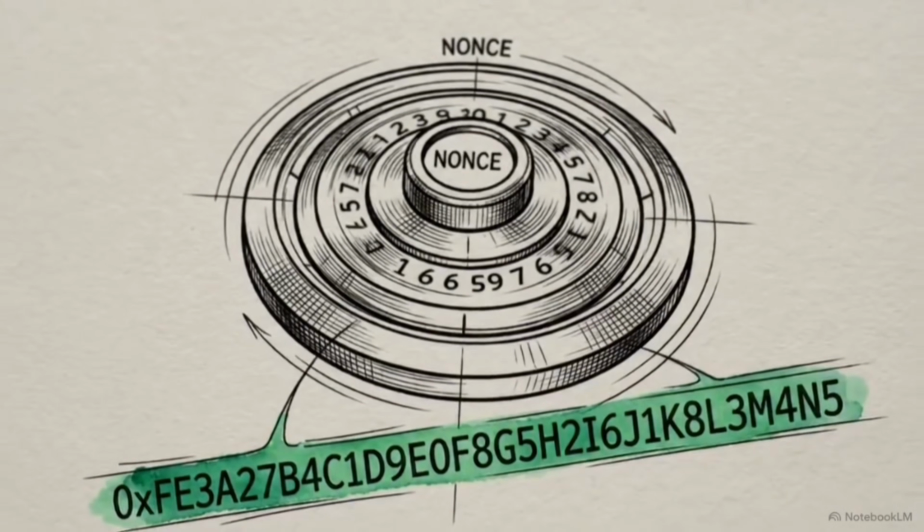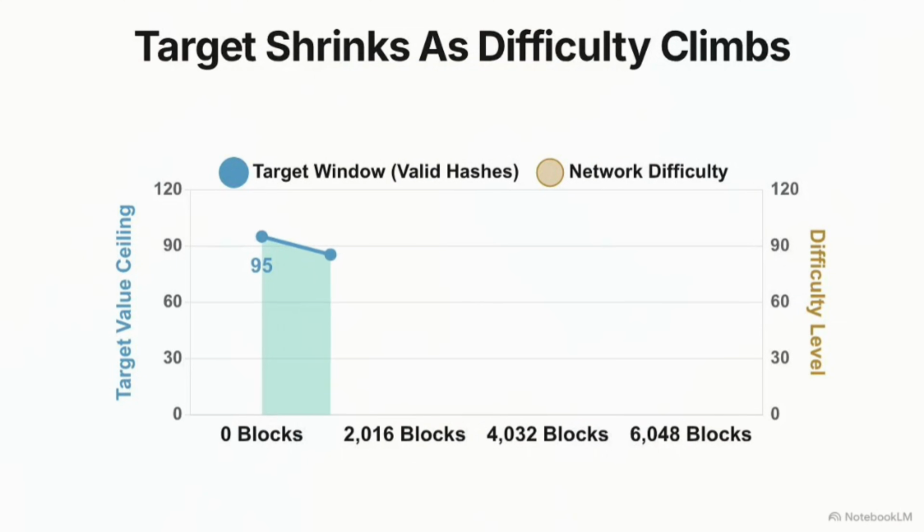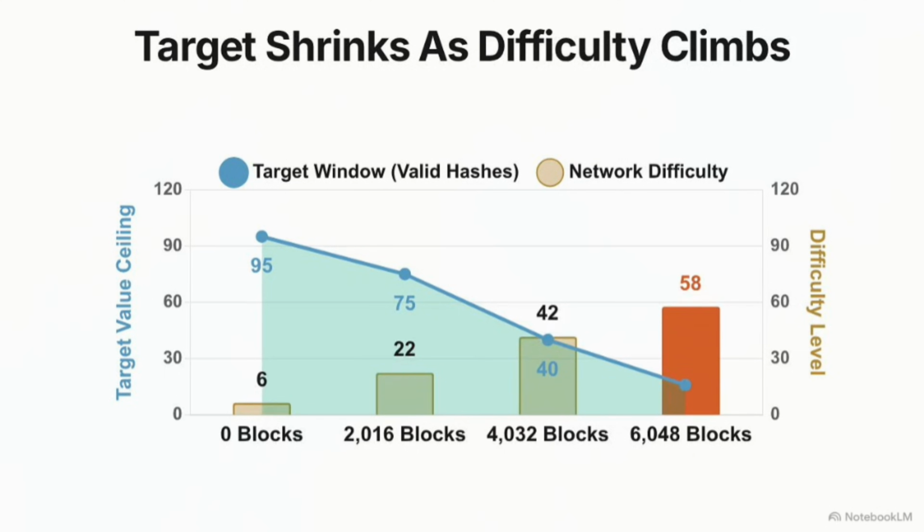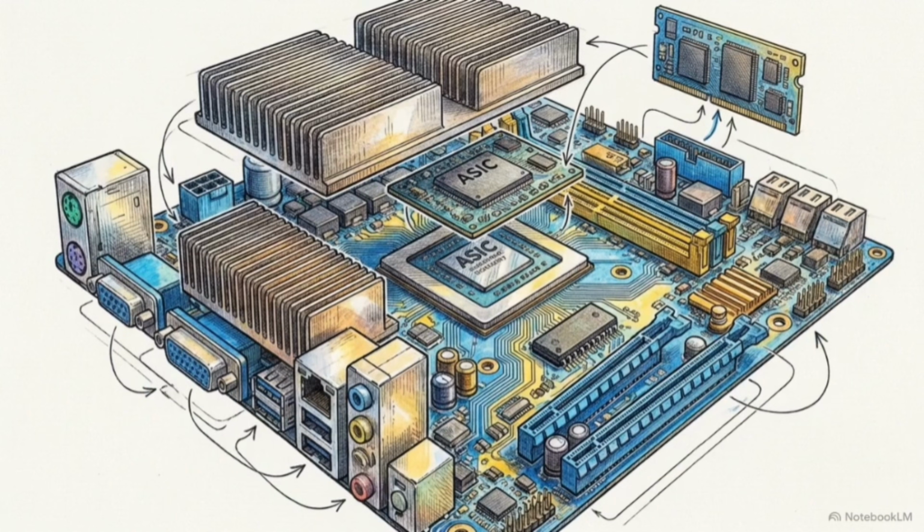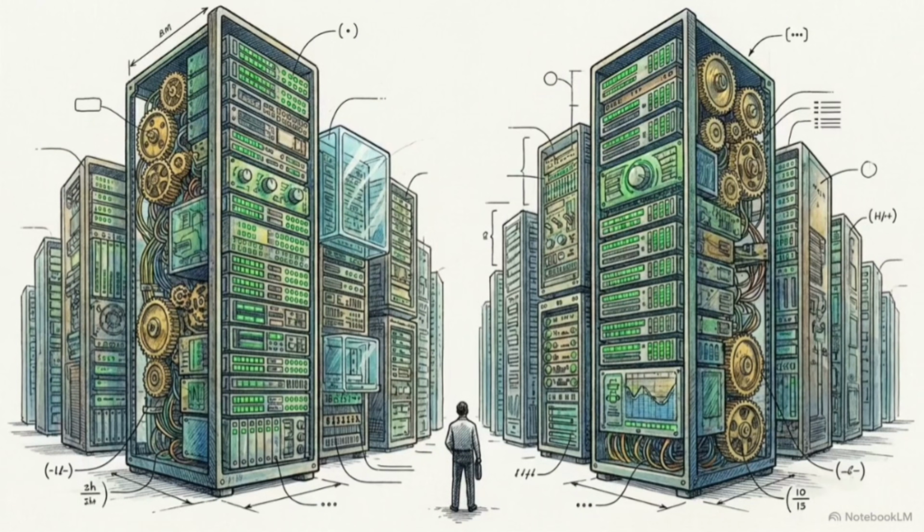that hits the target. To maintain a steady 10-minute block interval, the network adjusts the difficulty every 2016 blocks. If more miners join, the target number is lowered, shrinking the window of valid hashes and making the puzzle harder to solve. This requirement for physical work makes the network resilient. An attacker cannot simply rewrite the ledger. They would have to outguess the entire collective hashing power of the rest of the network combined.